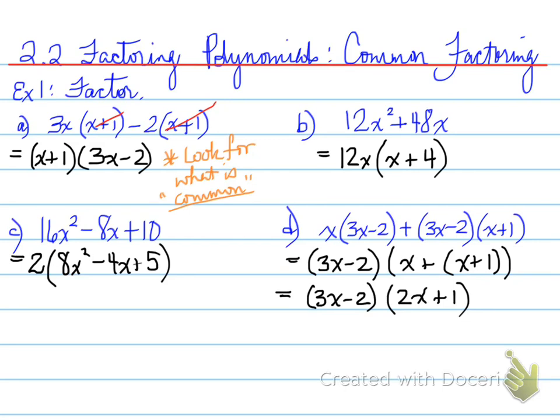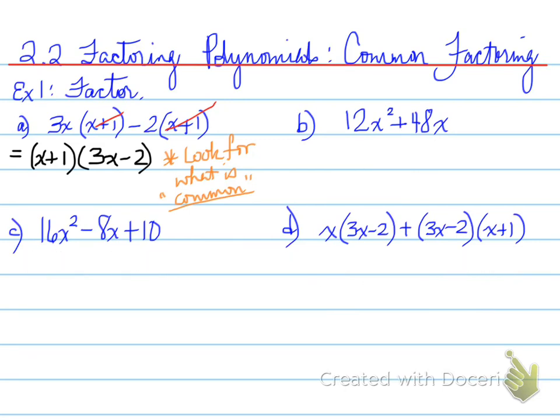Oops, that's a lot for you guys. Let's just go back for a second. Here we go. In this case, what we're looking for is what is common. What was common in both parts? That was x plus 1. We took out the x plus 1. What's left? 3x minus 2.